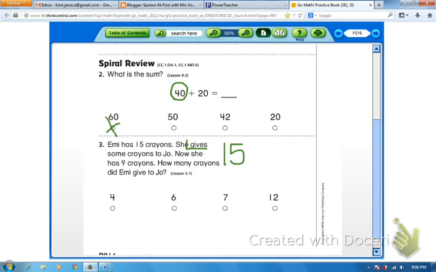Gives is our main word there that tells us it's a subtraction, but we don't know how many she gives to Joe. But in the end, we know that she has 9 crayons left. We're trying to find how many she gives to Joe. So we need to decide 9 plus what, if we work backwards, makes 15. We know that 9 plus 6 would make 15.